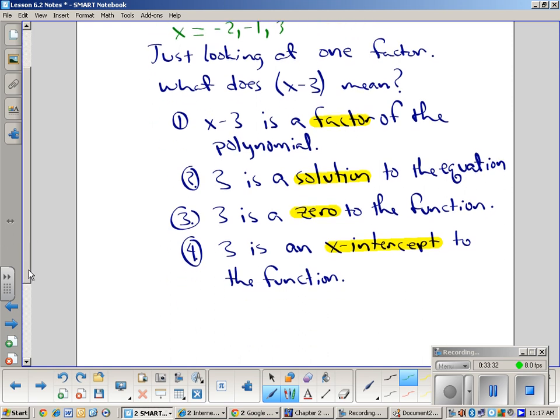All those things are true when you're looking at one factor. You need to have all those written down. So that's where I want you to have that understanding. I want you to get to the point where you recognize all 4 of these things are true because you know that one factor, or you know that one 0, or you know that one x-intercept. Okay?